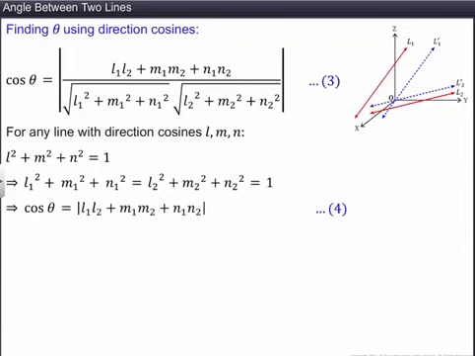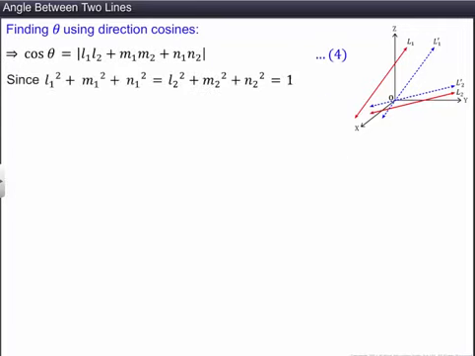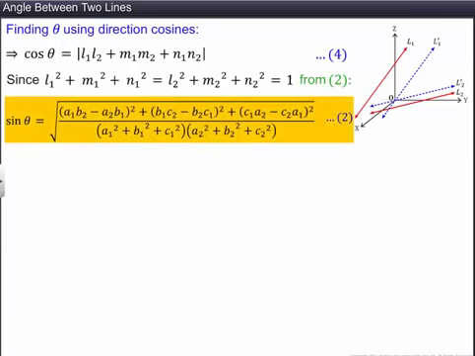Replacing the direction ratios with direction cosines in equation 2 and simplifying, we get the equation for the sine of angle theta between lines L1 and L2 as shown here.